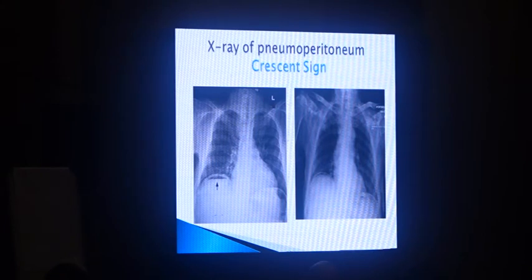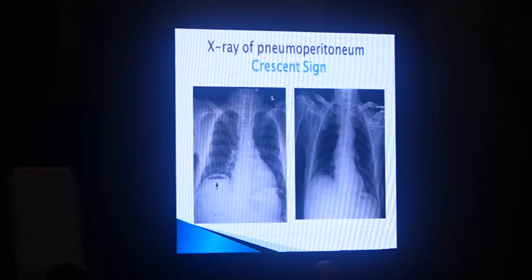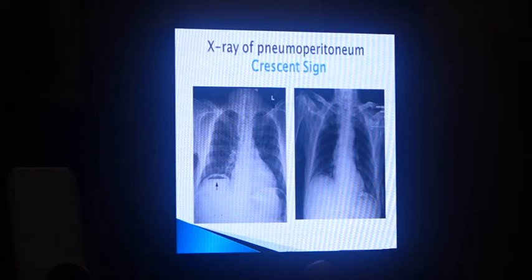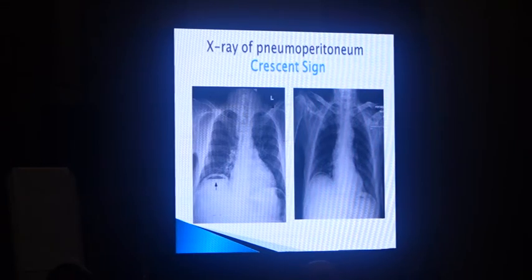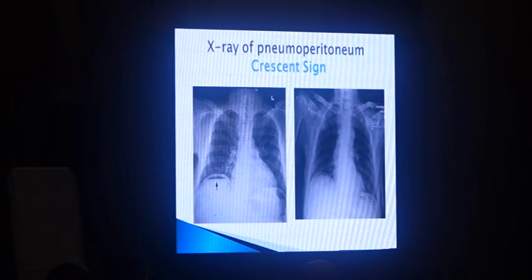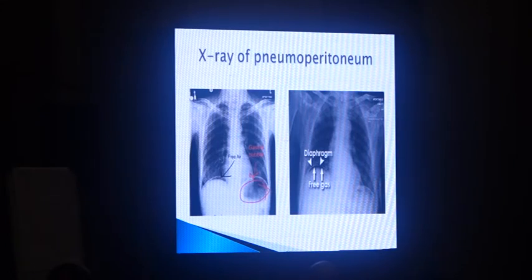This is a very common sign. This is called the crescent sign. Just like the moon, we can see the air beneath the right dome of the diaphragm. We should not be confused with the air below the left dome of the diaphragm, because mostly it is because of the gastric bubble. Another photograph showing free air below the right dome of the diaphragm. On the left side, you can see the gastric bubble.